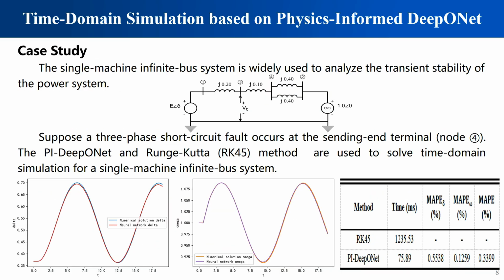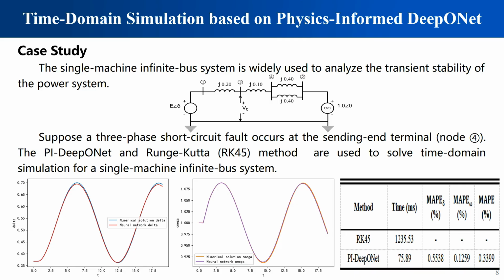The case study uses a single machine infinite bus system, a classic benchmark for transient stability. The generator is connected through reactances to an infinite bus with fixed voltage angle. A three-phase short-circuit fault is applied at the sending end terminal, labeled node 4. This creates a severe disturbance and tests whether the model can reproduce post-fault oscillations.